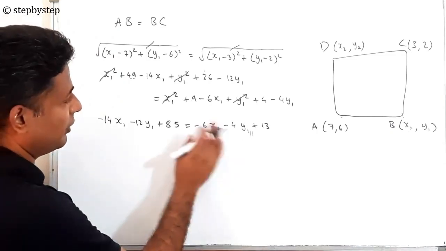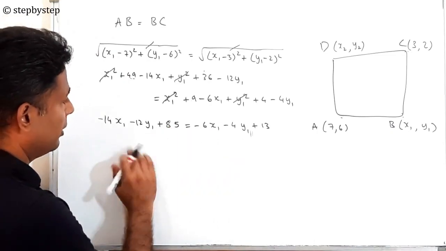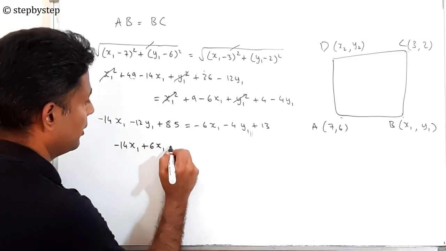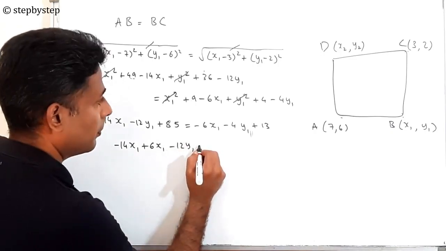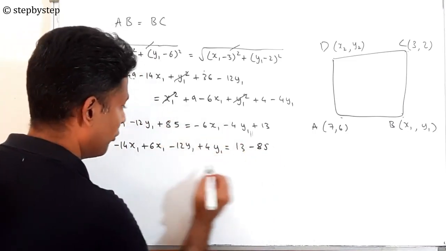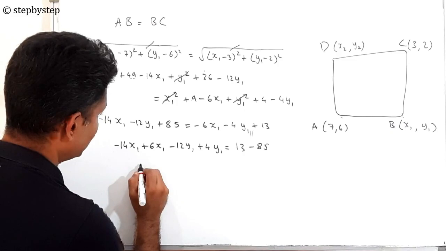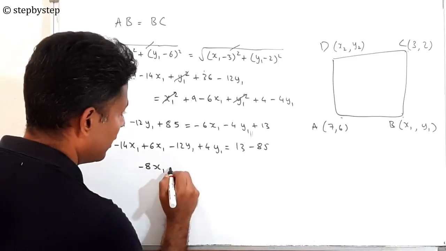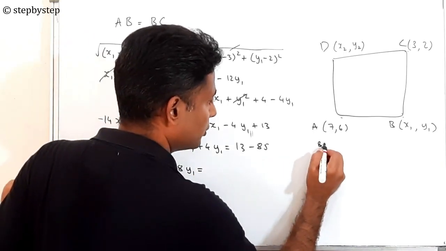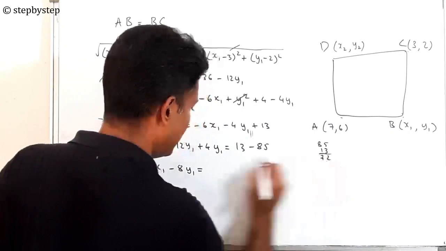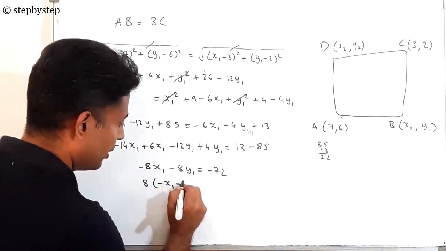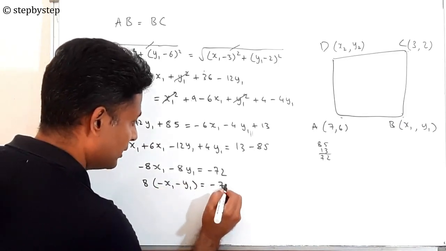Now I'll transpose everything on one side. So I'll get minus 14x1 plus 6x1 minus 12y1 plus 4y1 equal to 13 minus 85. So minus 14 plus 6 is minus 8x1, minus 8y1 equal to 13 minus 85. So 85 minus 13, we get 72. I can take 8 common, so I get minus x1 minus y1 equal to minus 72.